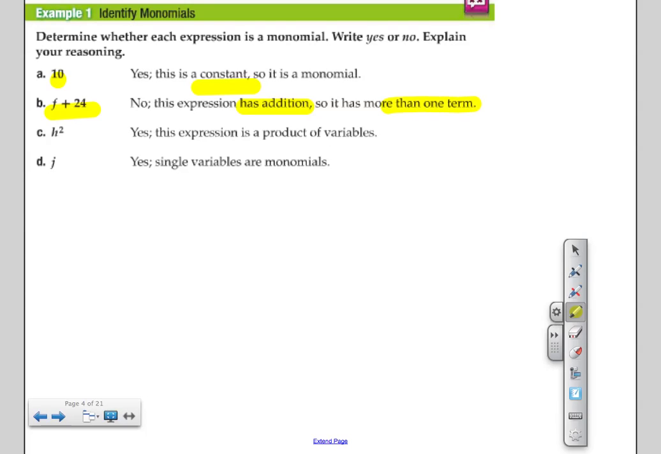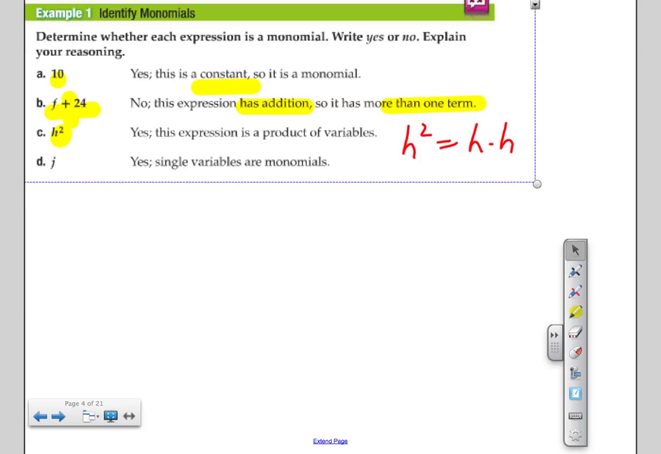So you can think of it this way. There are actually two terms in there. There's f and 24. So no addition in monomials. 3, C, we have h squared. Is that a monomial? Yes, because it's a product of variables. And if you'll remember, h squared means h times h. So it's a product of variables. And j is a monomial because it's a single term, right? Okay, so that's not too bad. Just refamiliarizing ourselves with some variables.